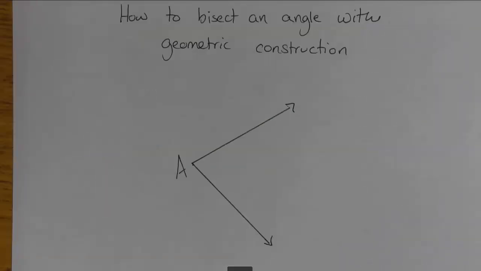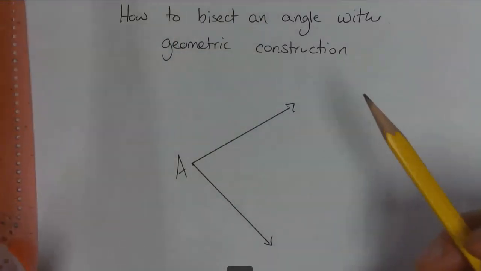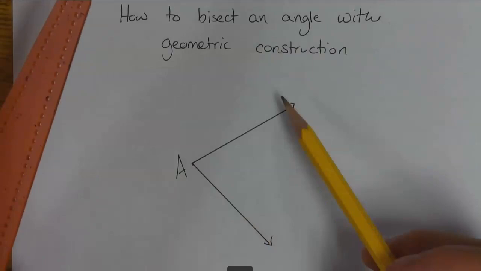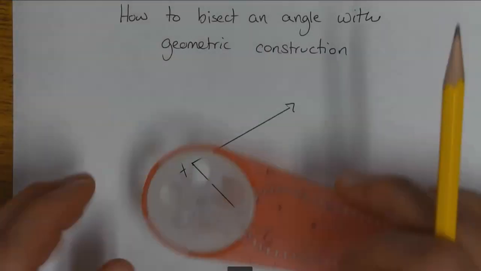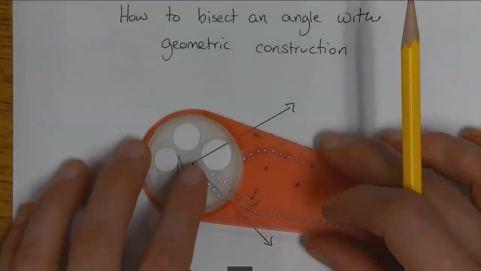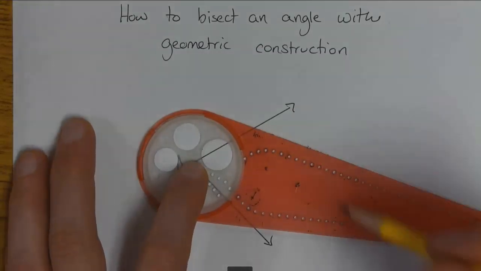I can also bisect angles with geometric construction, which is what I'm going to do right now. So again, I'm going to start with any angle. It could be large or small, and in this angle I'm going to be doing my work in pencil once more so I can learn how to bisect it. So the first thing I'm going to need to do with bisecting an angle is find two points to work with that are equal distance from A.